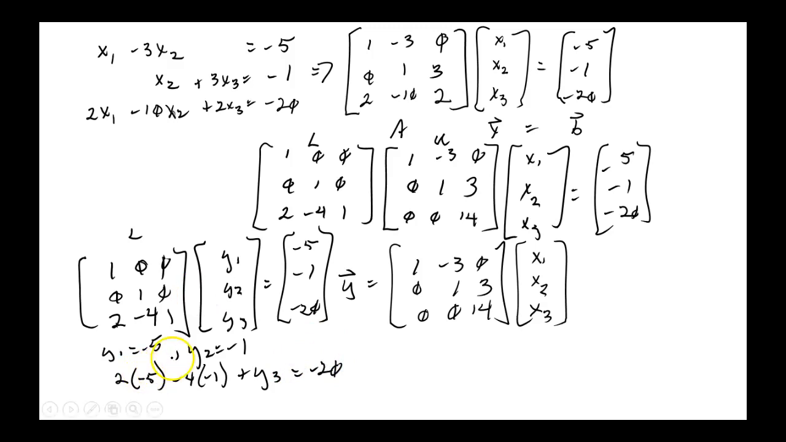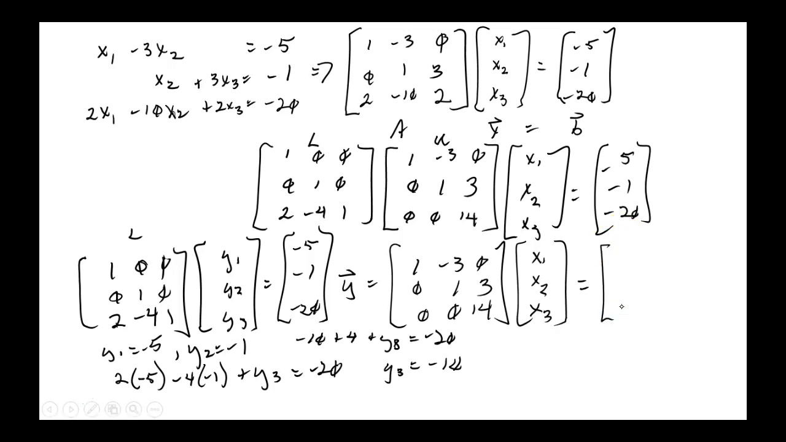Now, cleaning that up a little bit, negative 10 plus 4 plus Y3 is equal to negative 20. Minus 10 plus 4 is minus 6. Add 6 to both sides, and you get Y3 is equal to minus 14. So now we've got our Y1, Y2, Y3. We can write that down here, which is negative 5, negative 1, negative 14. Now we do your back substitution.